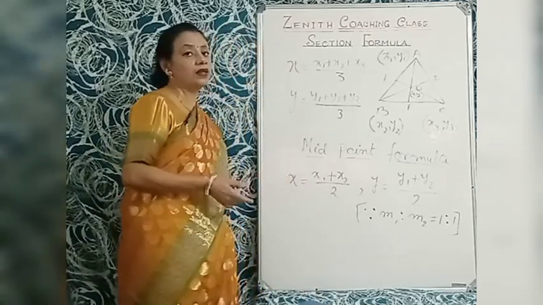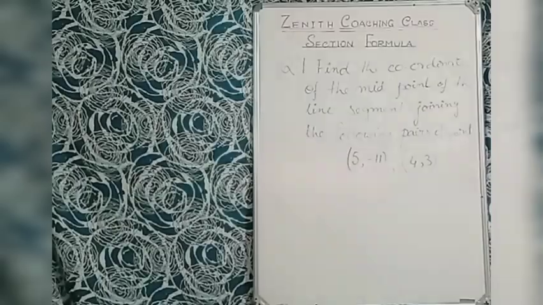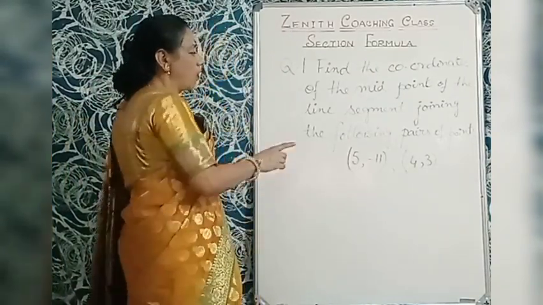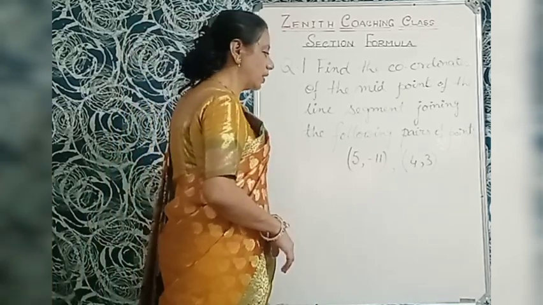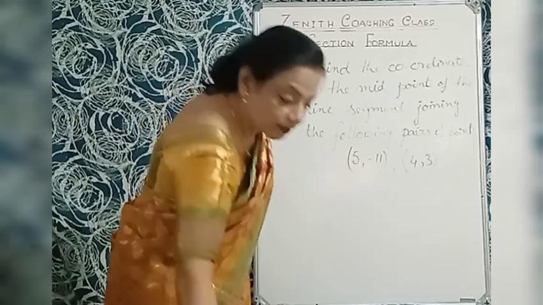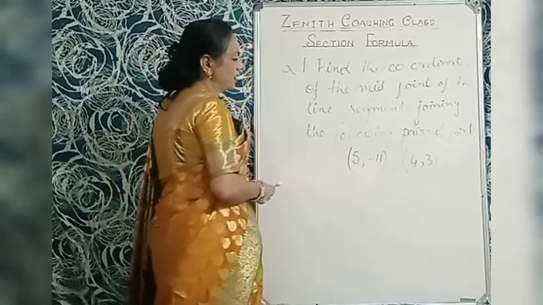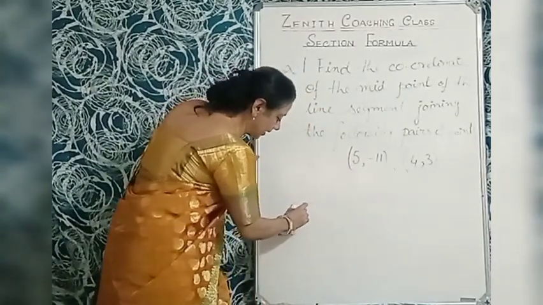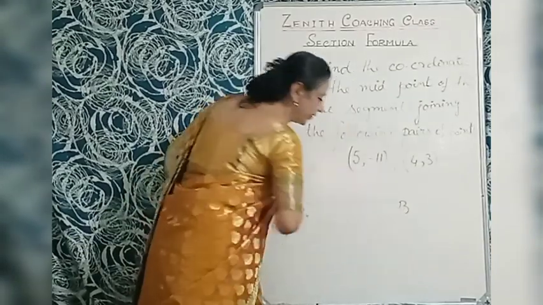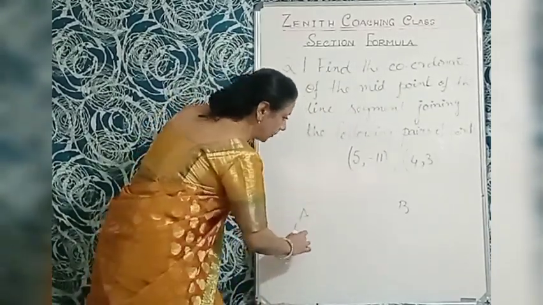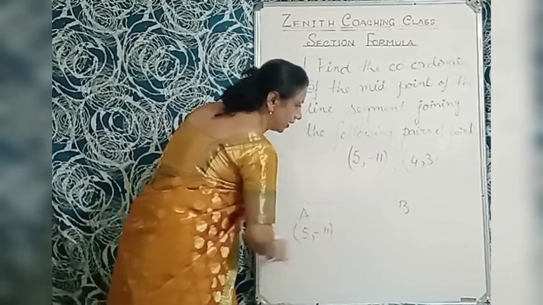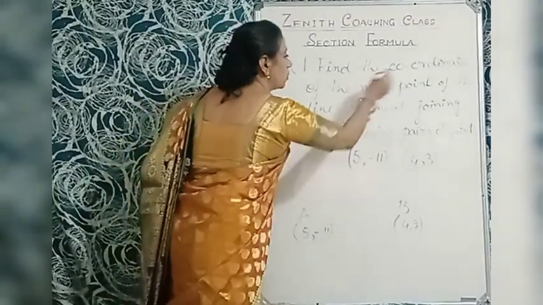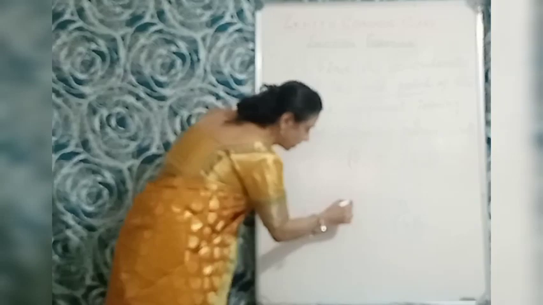Just see, then we will move to the first sum. The first sum is: find the coordinates of the midpoint of the line segment joining the following pairs of points. Here is a straight line. Just think it is A and it is B. The coordinates of A are (5, minus 11) and B is (4, 3). We need the coordinates of the midpoint.